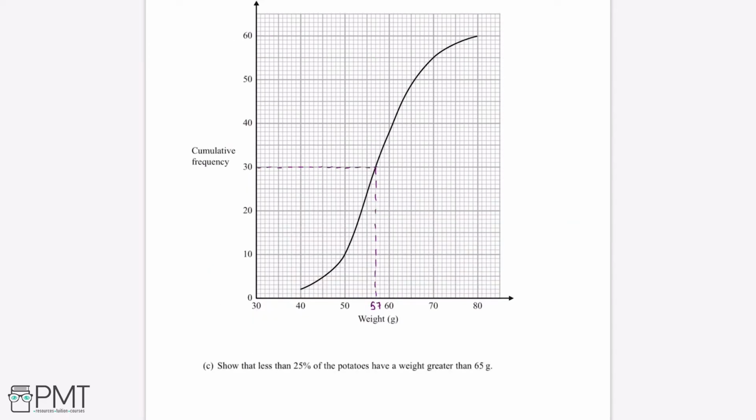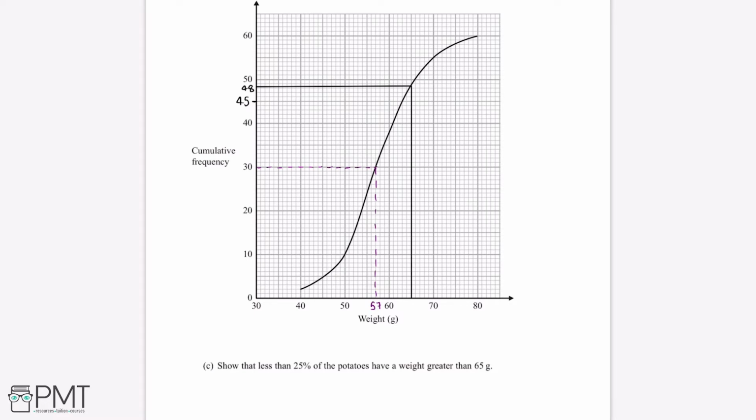Show that less than 25% of the potatoes have a weight greater than 65 grams. So for this question, we want to read off the graph at 65 grams, and if less than 25% of the potatoes have a weight greater than 65 grams, then this means that the cumulative frequency at 65 grams must be above 45, which is here. So if we draw a line going up from 65 grams, the cumulative frequency at 65 grams is around 48.